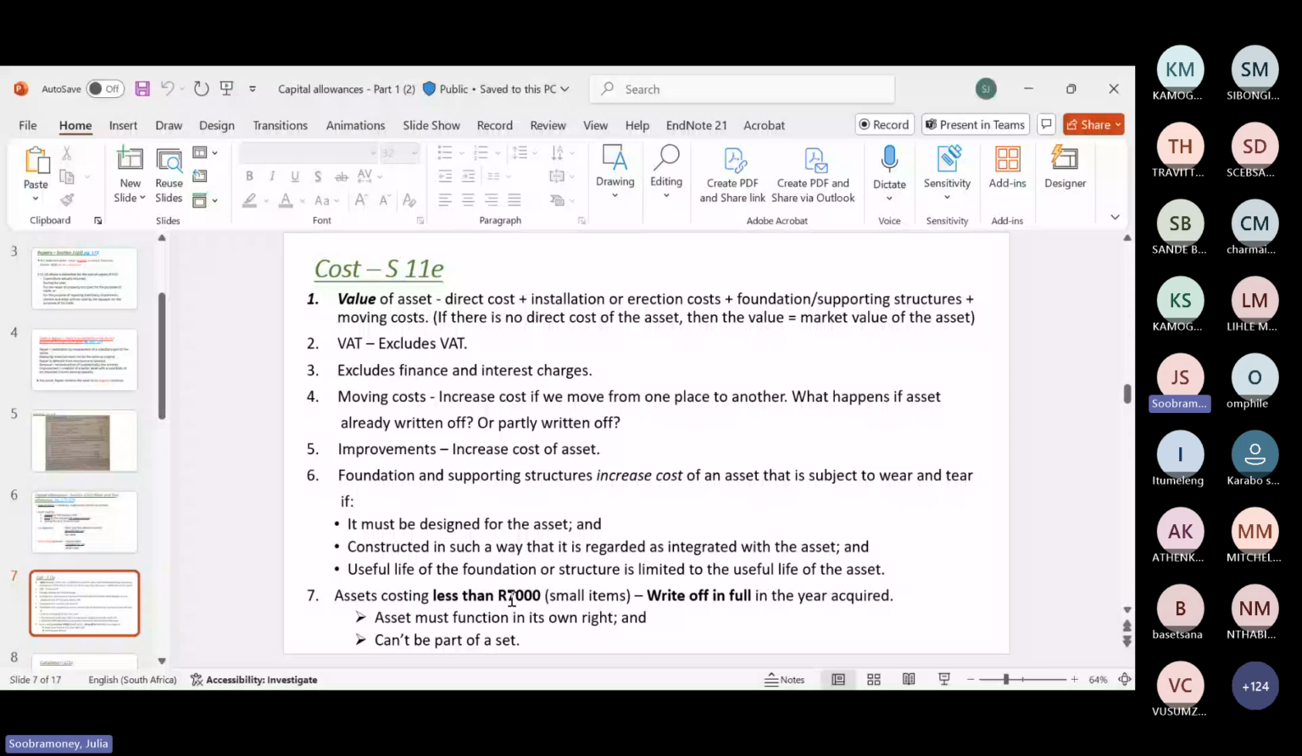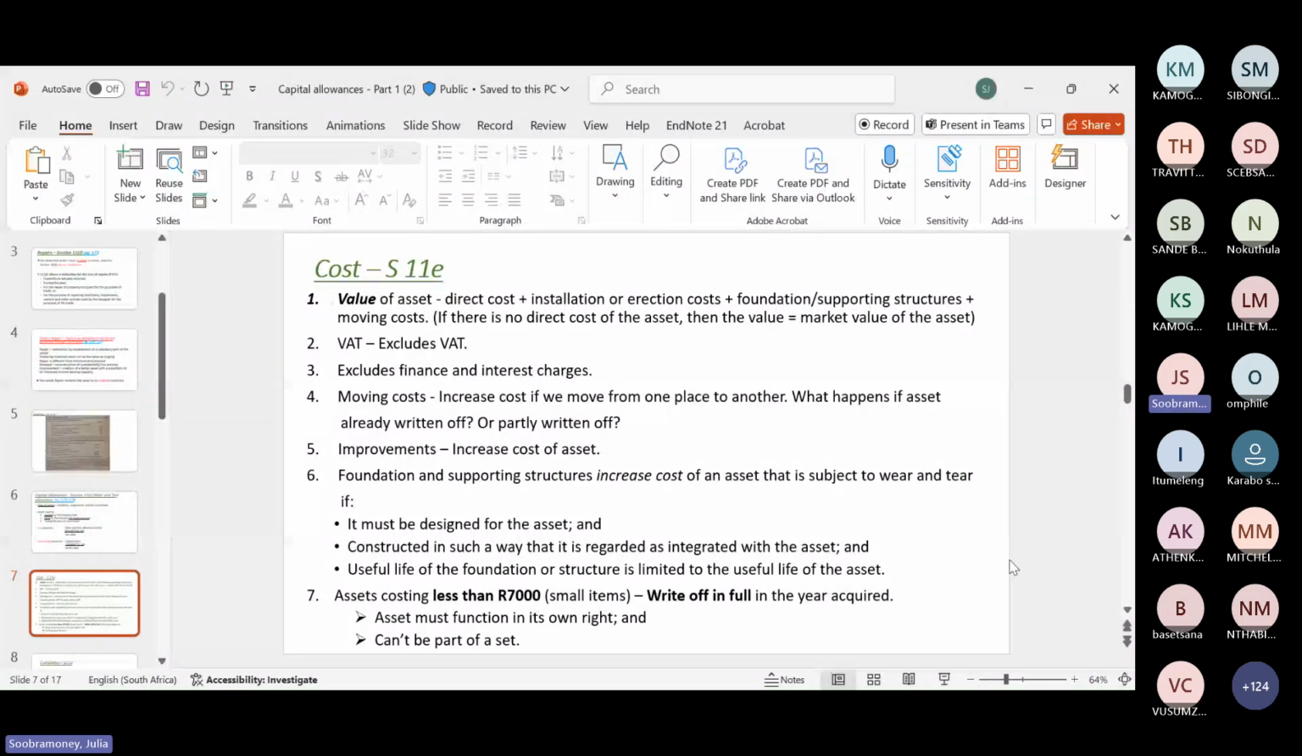Okay, very important. The asset must function in its own right, and the asset cannot be part of a set. Very, very important. So let's say you buy a boardroom desk with 6 boardroom chairs. And you say you bought it together, like they sold the table and the chairs for 10,000 Rand. Everyone happy with me that is seen as a set. You bought it as one asset, okay?